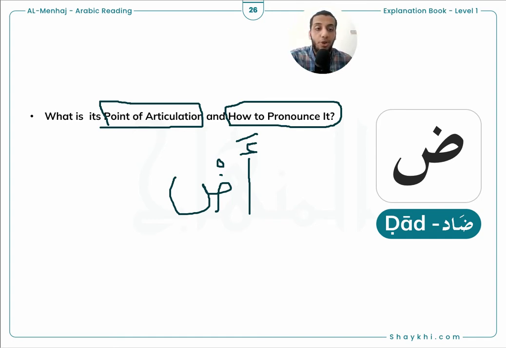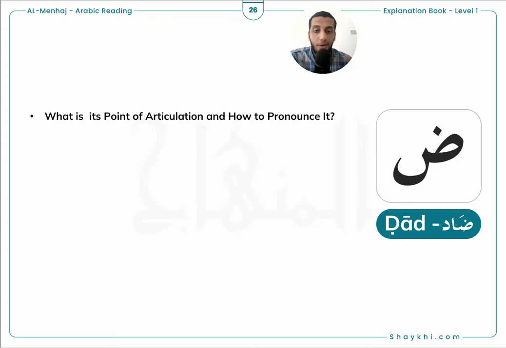Actually, the point of articulation of this letter is the tongue. But from which part of the tongue do we pronounce this letter? So let's draw our common drawing. Here is the mouth, here is the tongue, and here are the 3 parts of the tongue. We said that this is the top part, the middle part, and the back part. The top part is nearest to the mouth. So the question now: from which part of the tongue do we pronounce the letter ضاد?